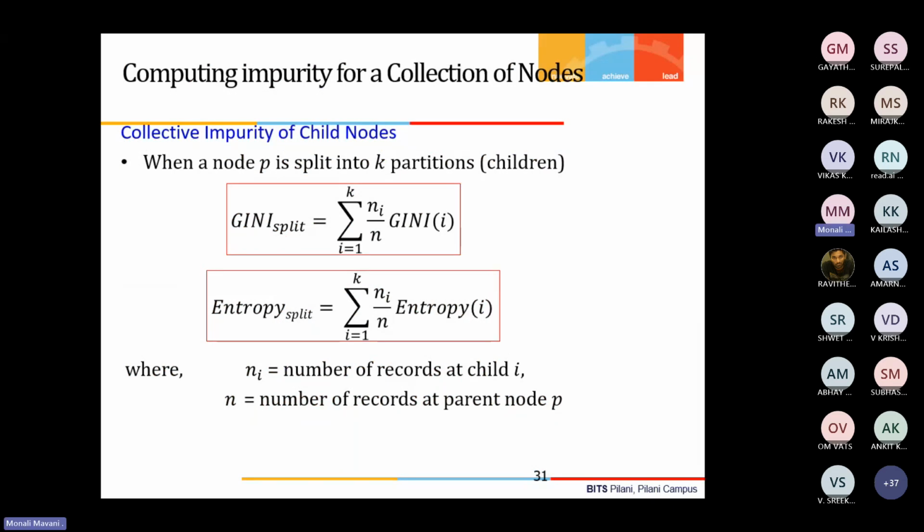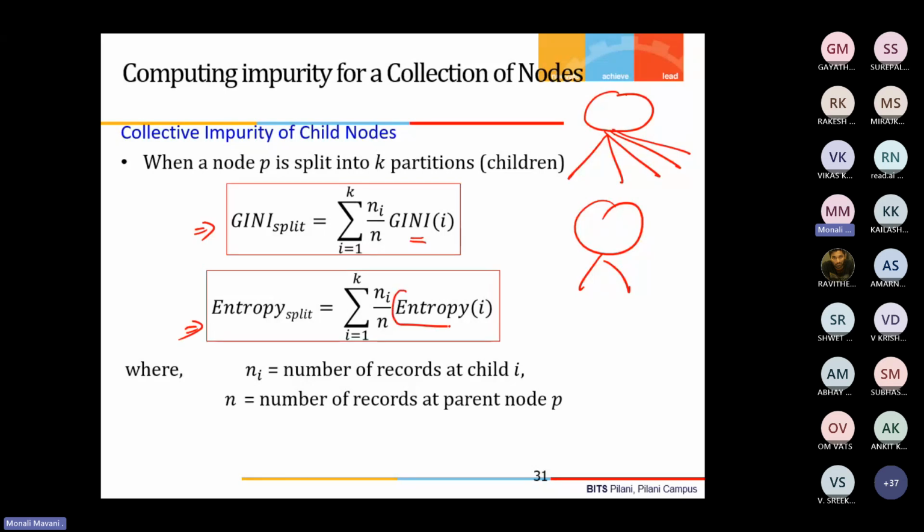Okay. Now, when we draw a decision tree, there are many child nodes. For a multi-way split, there are 3 child nodes. For a binary split, there are two child nodes. So there's something called the collective impurity of the child nodes. This is the collective impurity when we use the Gini formula, and we use the collective entropy of the child nodes when we use the entropy formula.